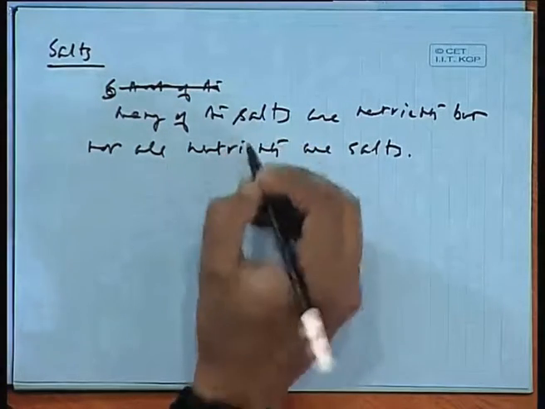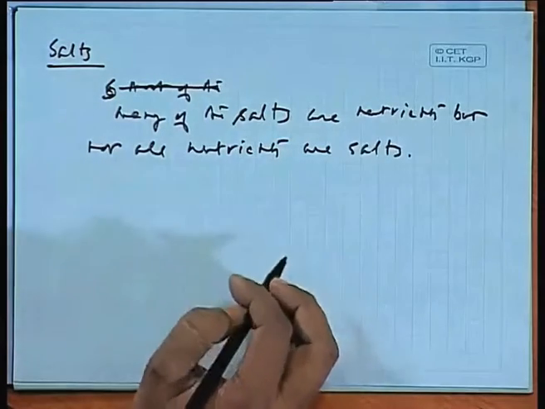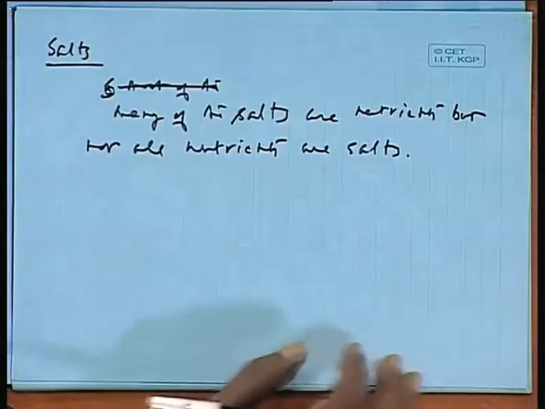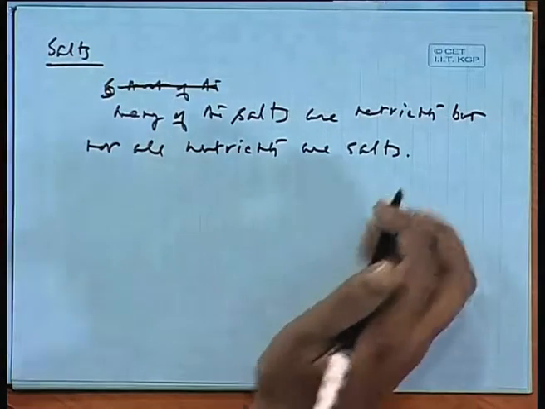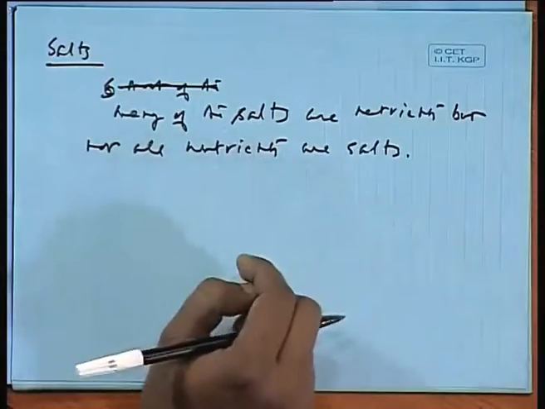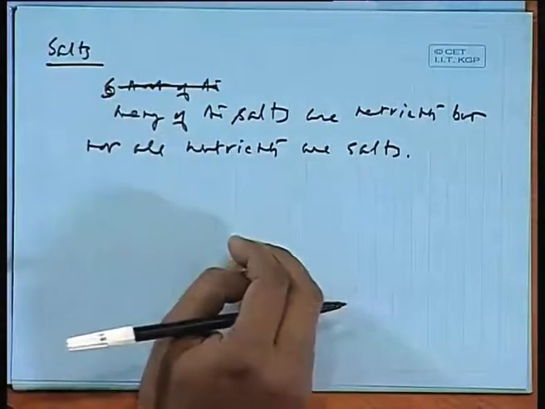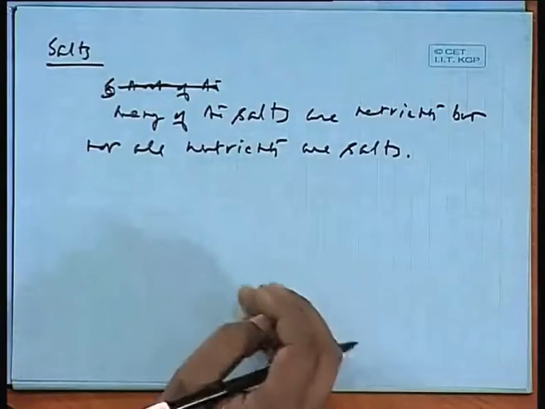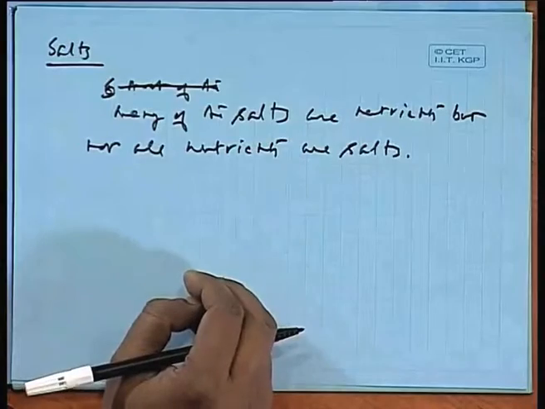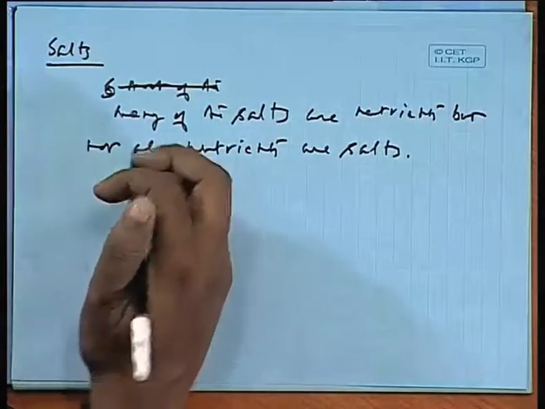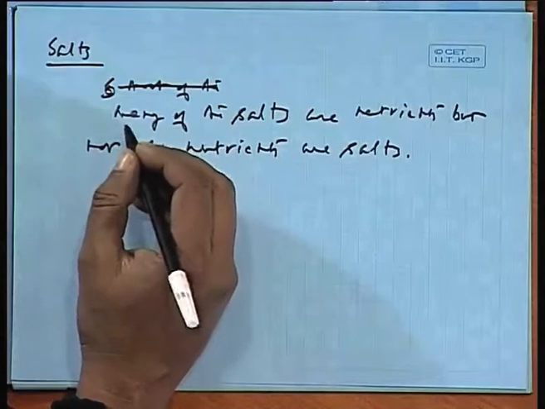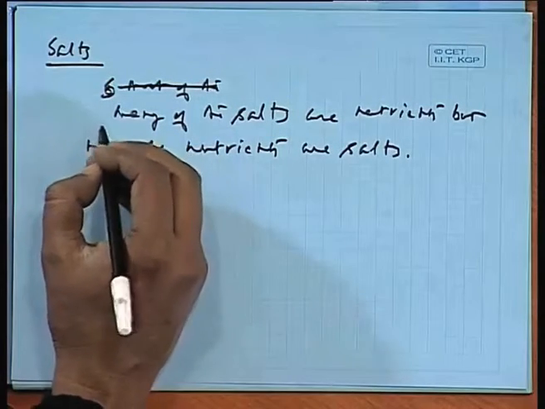As I have explained also, in the case of nutrients, the source of many of those nutrients may be a salt, but not all nutrients are salts. Nutrients may be of other varieties also. Many hydrocarbons are essentially nutrients. So some of them are salts, but not all salts are essentially nutrients.